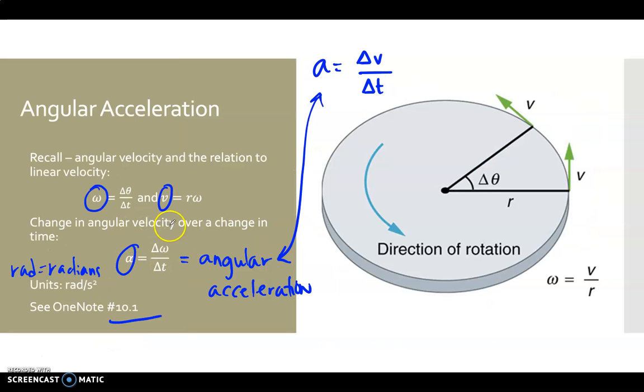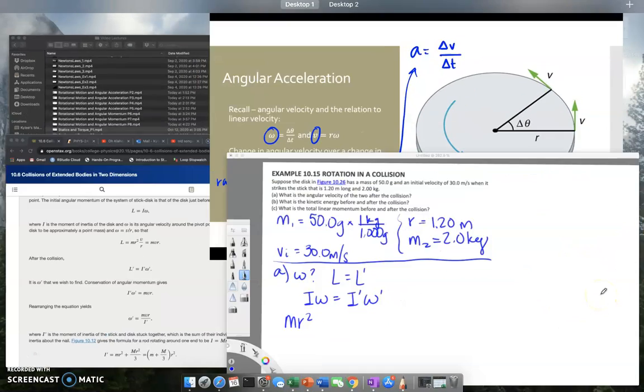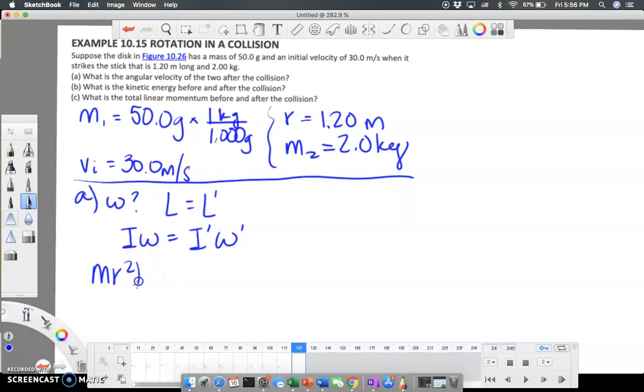And omega, if you recall from our PowerPoint, omega is related to v in this way: omega equals v divided by r. So I'm going to plug that in, v divided by r. So this is this side of the equation, or L. So we get that it is m r times v.